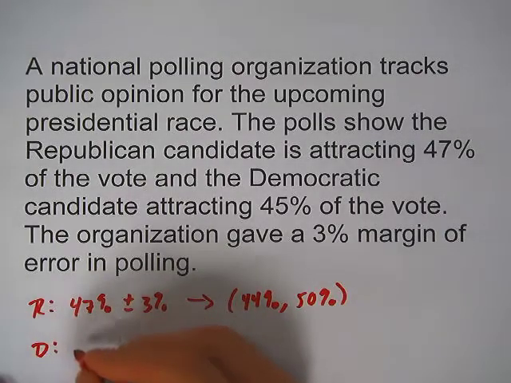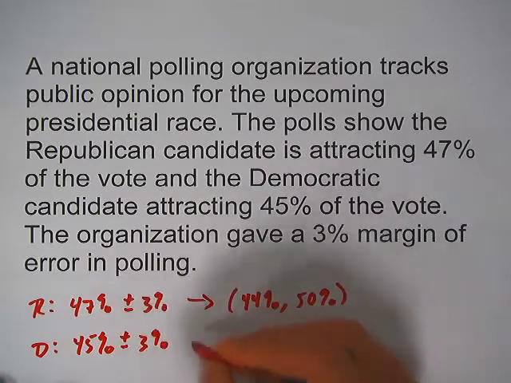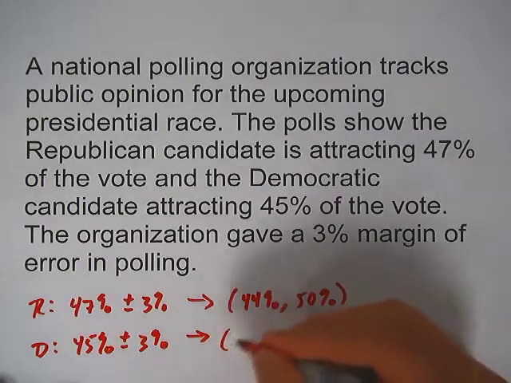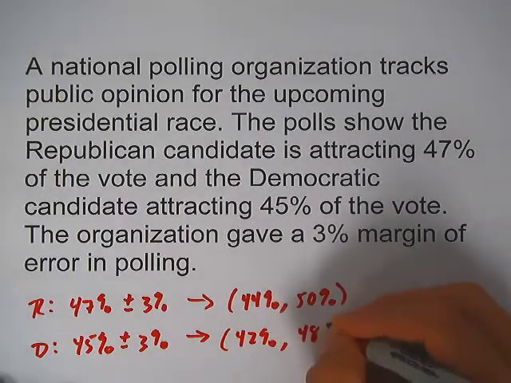Now the Democratic candidate had 45% plus or minus 3%. So the sample concluded that 45% of the sample supported the Democratic candidate, but that could be off either above or below 45% by 3%. So now, he could be anywhere between 42% and 48%.